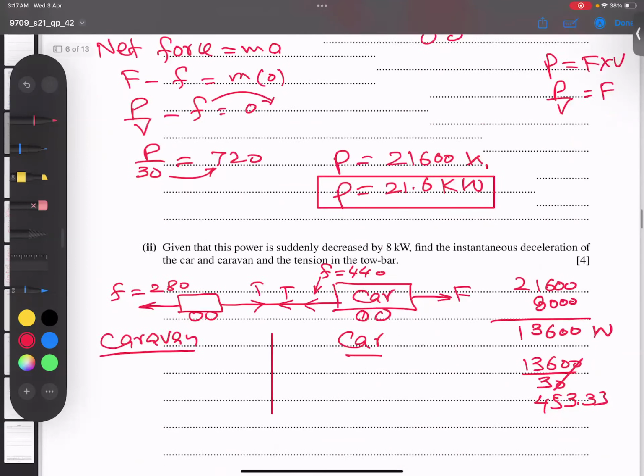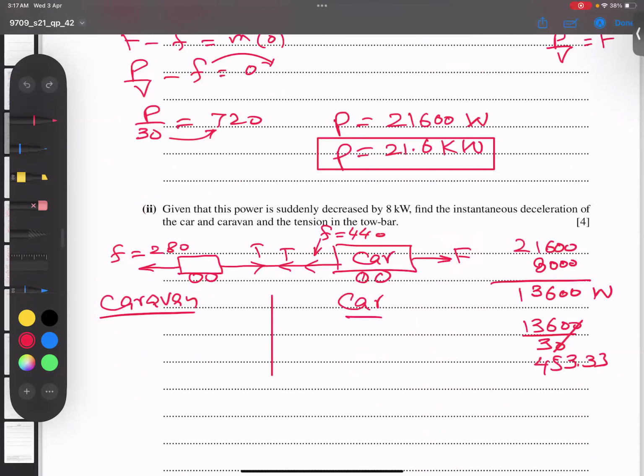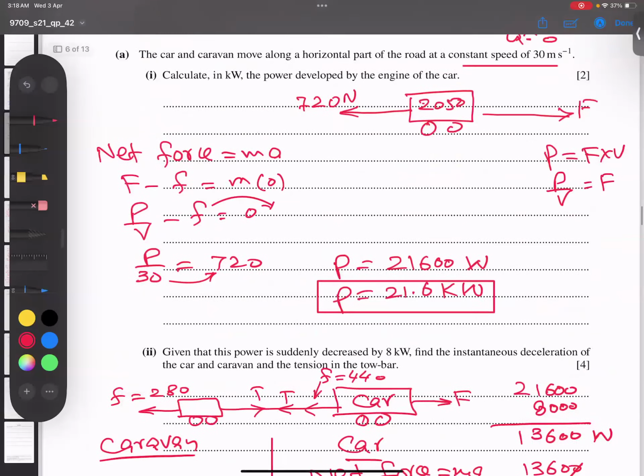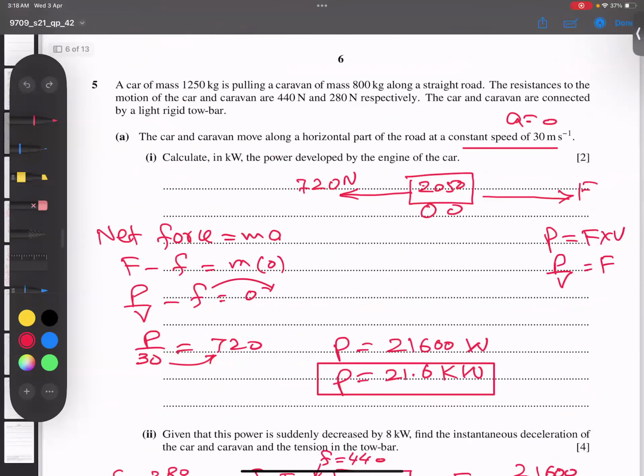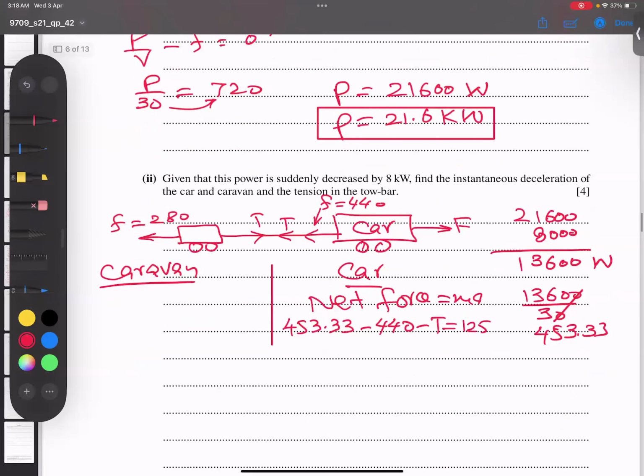Okay, so let's make one equation for this one. Net force equals MA. Net force is equal to MA, and that is applied force minus friction minus tension. So I can say here 453.33 minus friction 440 minus tension equals mass times acceleration. What is the mass of the car? 1250, times 2 acceleration. So I believe this part is very clear.